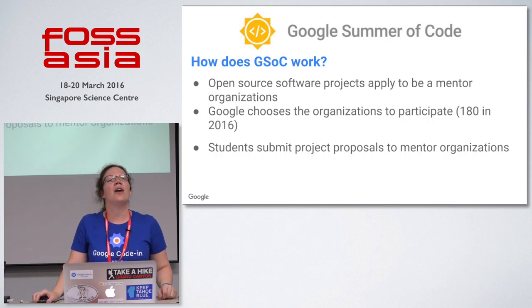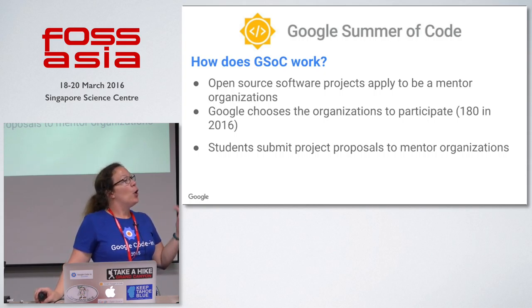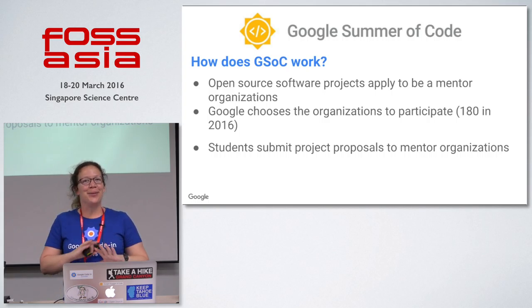All right, so how does GSOC work? So with GSOC, the open source organizations apply to Google to be involved with the program. This year, we chose 180 different open source projects that students can work with. So there really is kind of something for everyone.